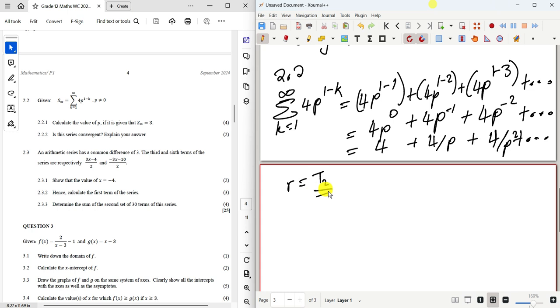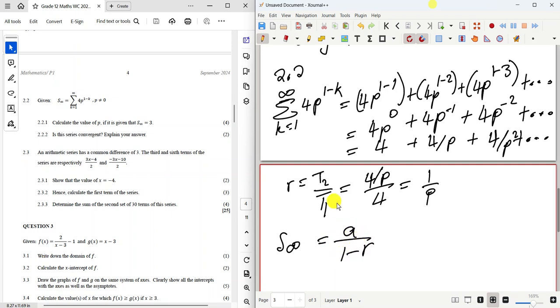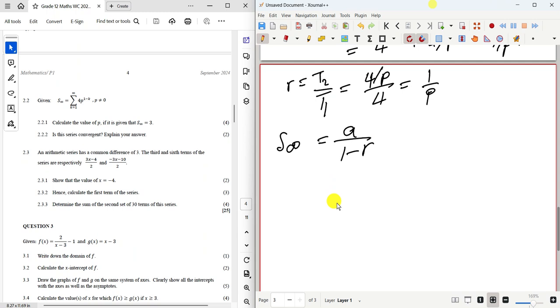This is T2 over T1. What is T2? It's 4 over p. What is T1? It's 4. Therefore, r is 1 over p. Now, the sum to infinity formula is given, guys. It is a over 1 minus r. It is provided in the answer formula sheet.